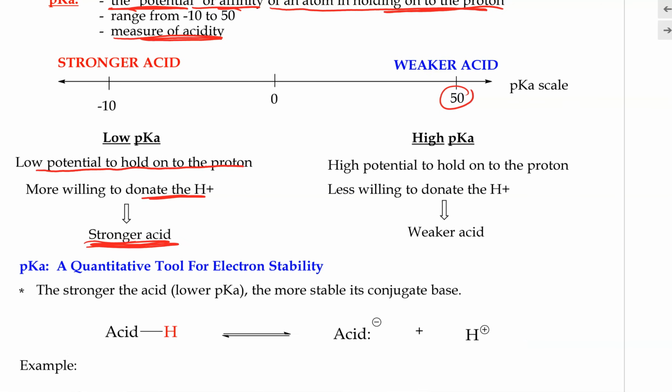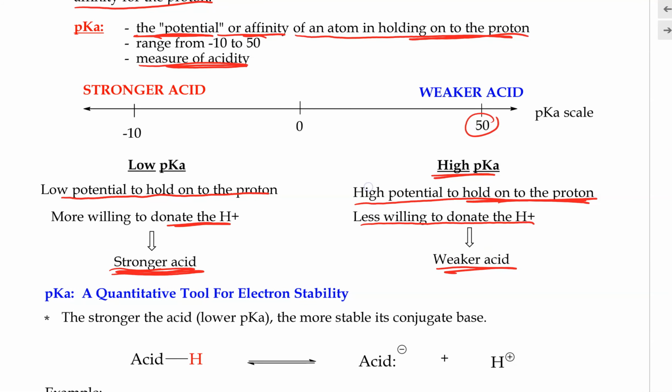Versus if we have a substance with a high pKa value for the proton, it has a higher potential to hold on to the proton, or a higher affinity for the proton, and therefore it is less willing to donate the proton. That makes it a weaker acid. So that is how we can use pKa to determine the strength of an acid. The lower the pKa, the stronger the acid, and the higher the pKa, the weaker the acid.